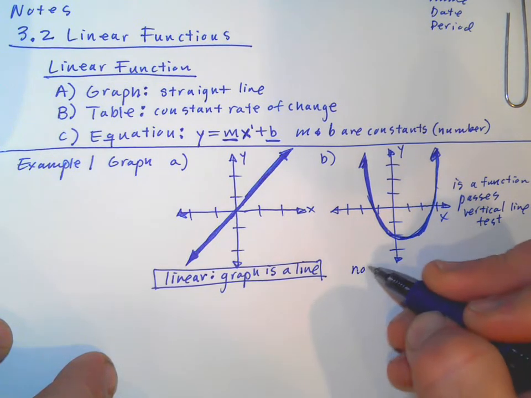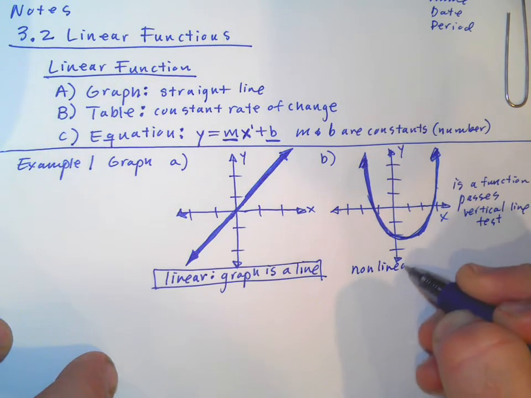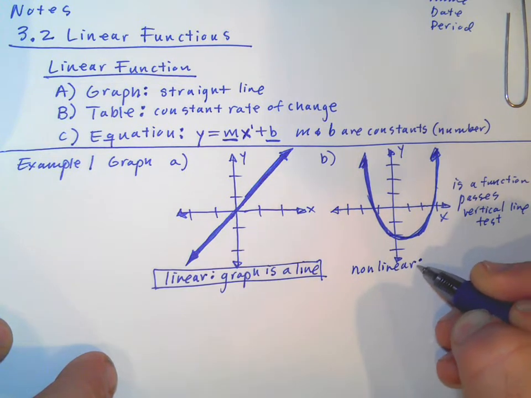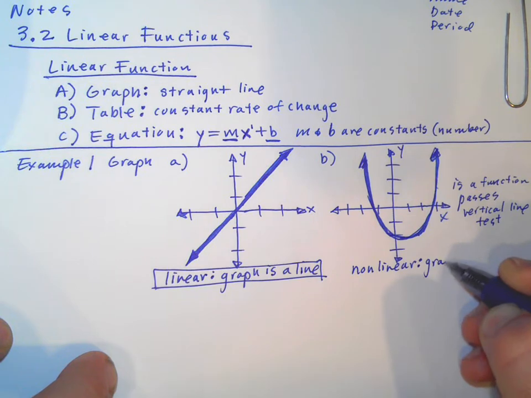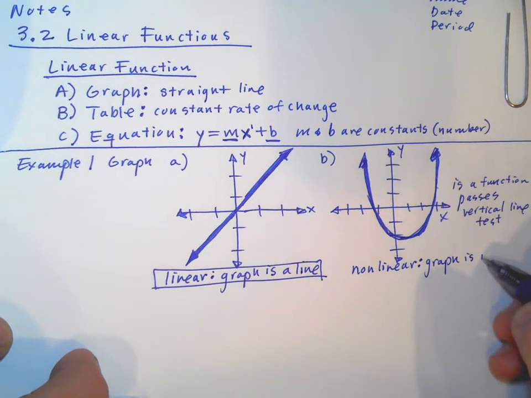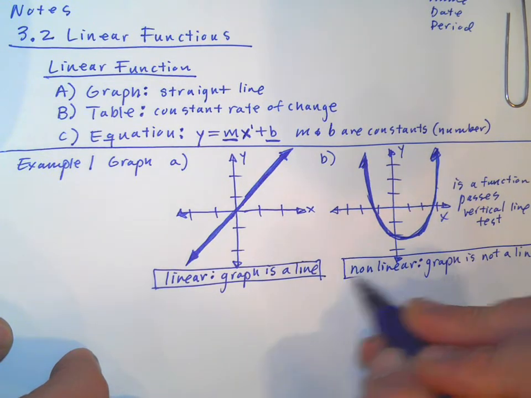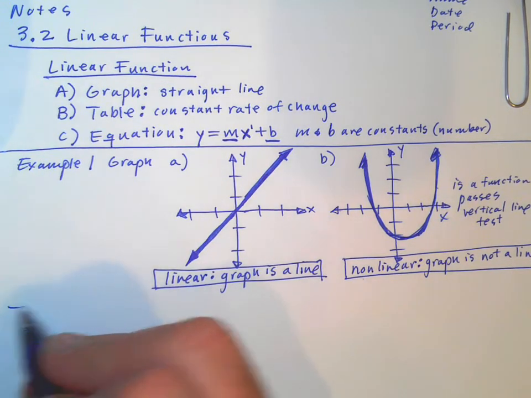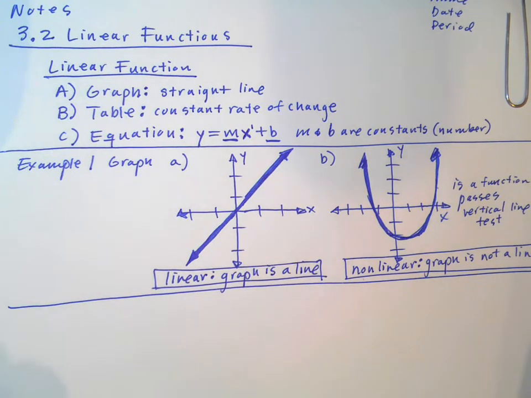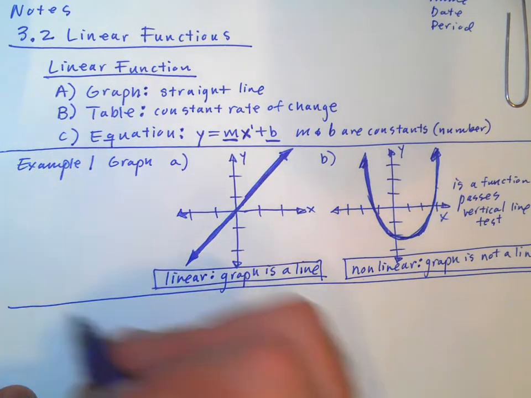We would say non-linear because it's not a straight line. So the reason is the graph is not a line. You need to provide a reason for it. You need to show me somehow that you understand what the issue is. So that's how we recognize it from a graph.